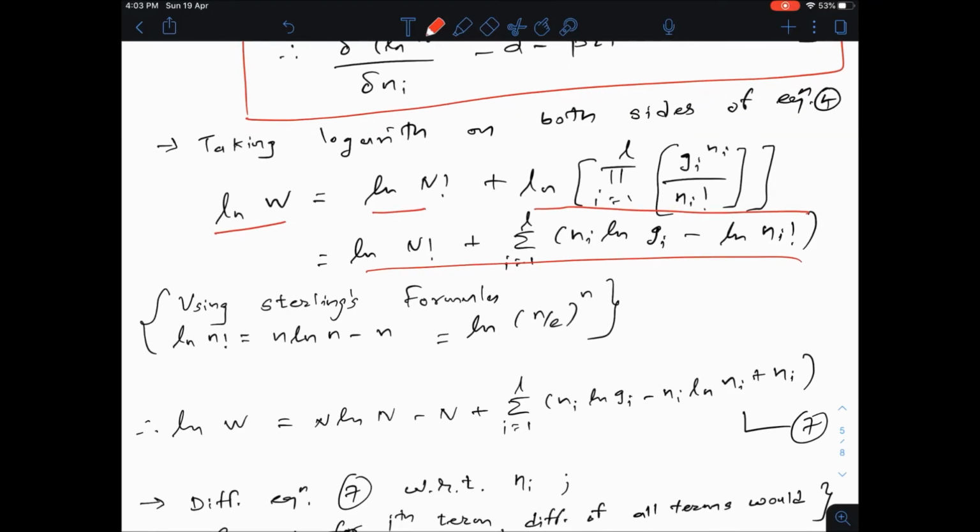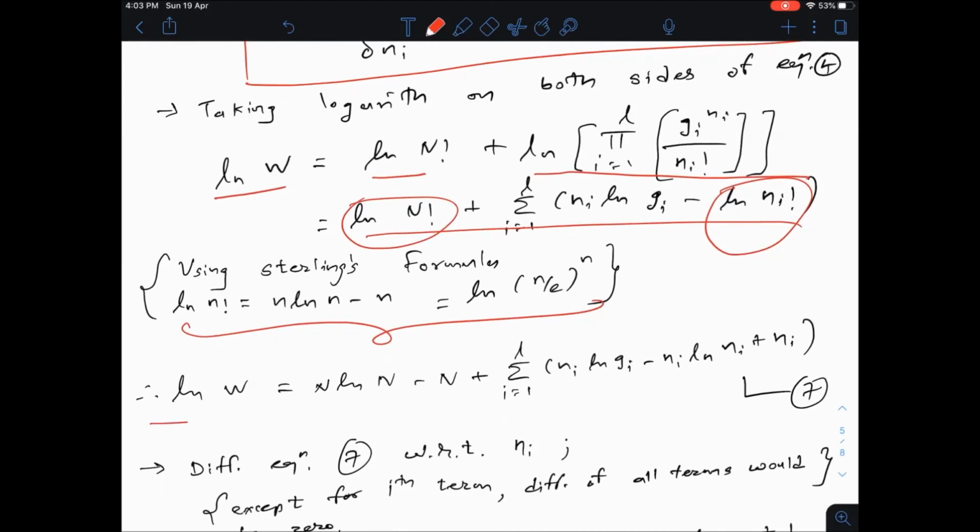Now over here we have ln N factorial. So what we can do is use Stirling's formula. I hope you are already familiar with Stirling's formula. If you are not, kindly look into that. Next, we use the Stirling formula and we get this general expression.